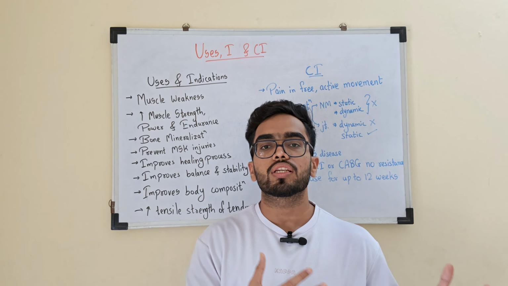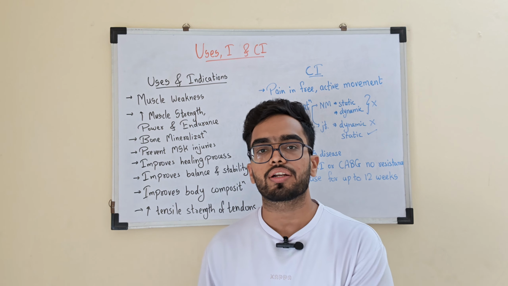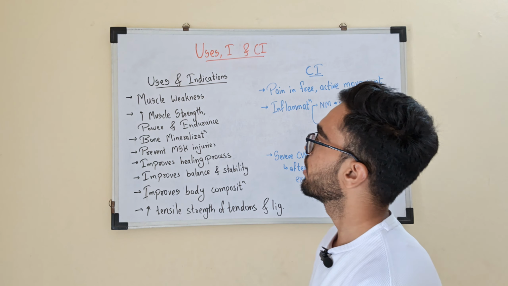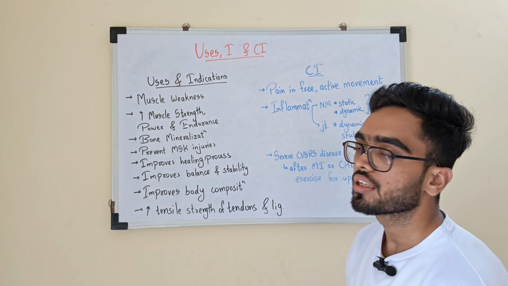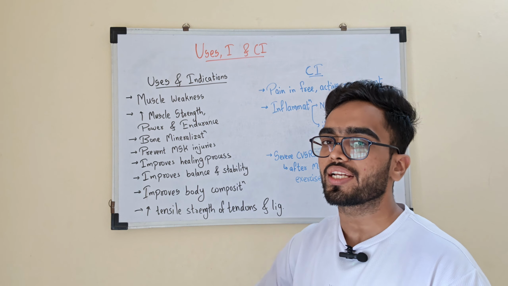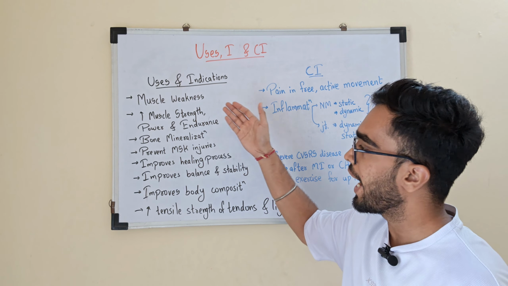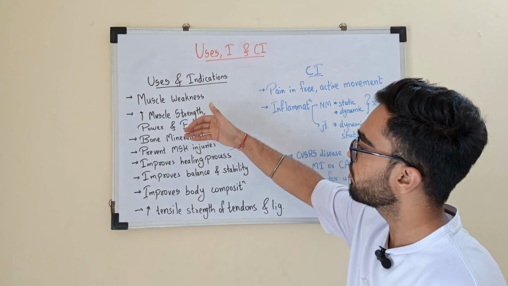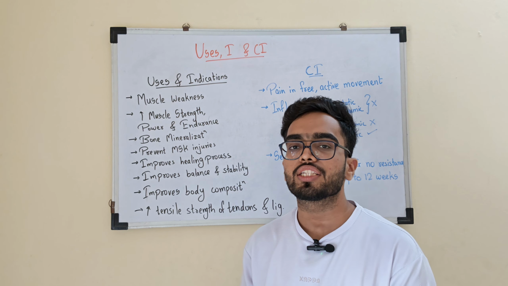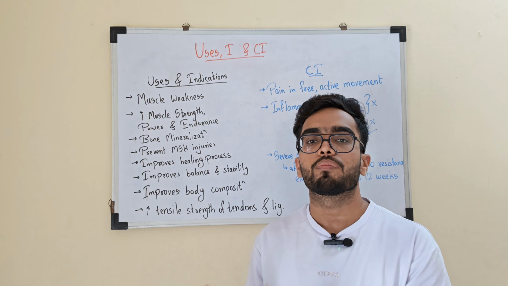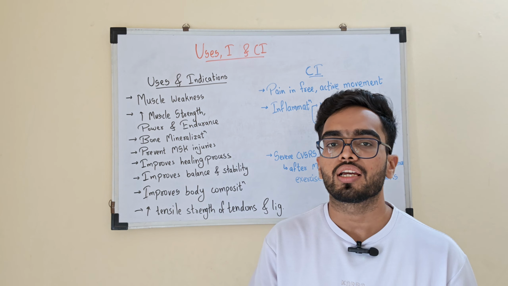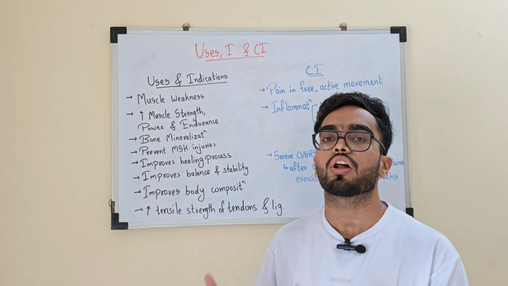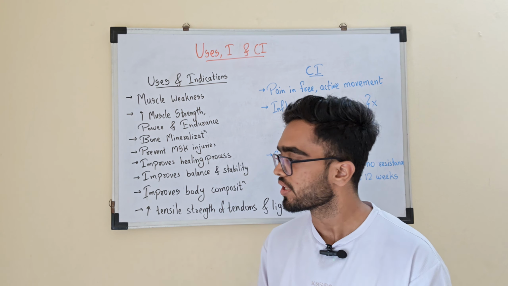Now talking about the uses, indications and contraindications of strengthening. So what are the uses and indications of strengthening? The first is muscle weakness. The main goal of strengthening is to increase the strength, power and endurance of the muscles, so muscle weakness will be avoided. The next is bone mineralization. Bone mineralization occurs when the bones are put under stress. The stresses help in the mineralization of the bone, the deposition of calcium and phosphorus in the bone.